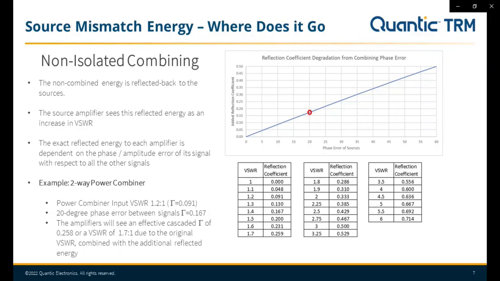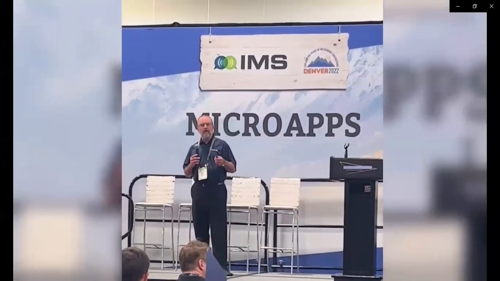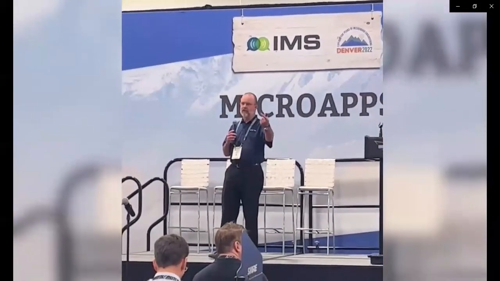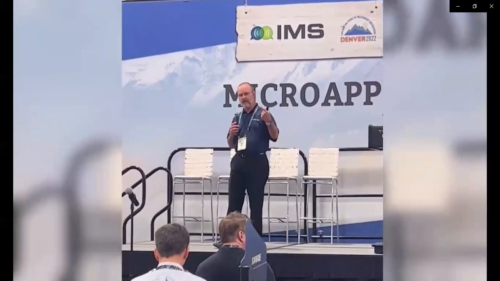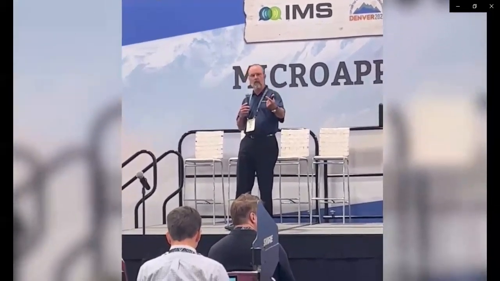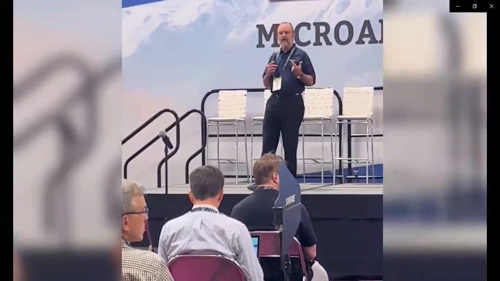If you think about the energy being reflected back to the source, it's really almost the exact same as high VSWR. It's really the same scenario. So how do you calculate that? You have the reflection coefficient that we have from VSWR. If you would just take that reflected energy and think about it as the reflection coefficient being added to the VSWR that you already have, that is the amount of energy that's coming back.